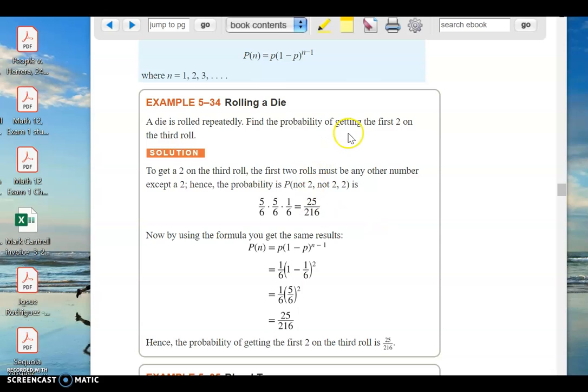You roll the die. Find the probability of getting the first two on the third roll. Okay, to get a two on the third roll, the first two rolls must be any other number. So it's not a two, not a two, boom, now there's a two. If you did one of those little tree diagrams, it would help explain this, I think. It might be worth your time to do that. So it all boils down to not a success, not a success, and you keep on going until you finally get a success, and then that's the formula, okay?